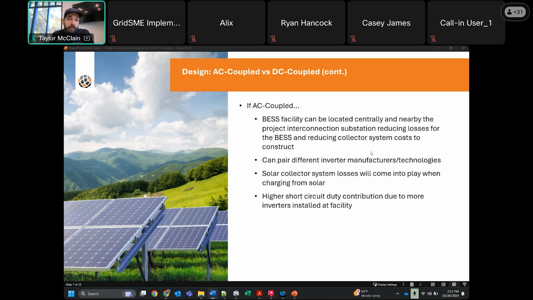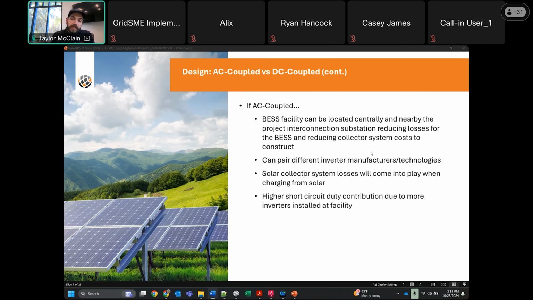Something to note for the AC coupled, we're asked pretty frequently if you can pair different inverter manufacturers. We have not seen this be a problem. You can certainly mix and match your inverter manufacturers. I think there are likely some benefits on the procurement side if you're keeping things the same, but we see plenty of folks speccing different inverters on an AC coupled design, and we see no problems with that. So definitely something that you can do if you have a battery energy storage inverter of choice that you like, but want to stick with the solar inverter you normally use, that'll be totally fine.